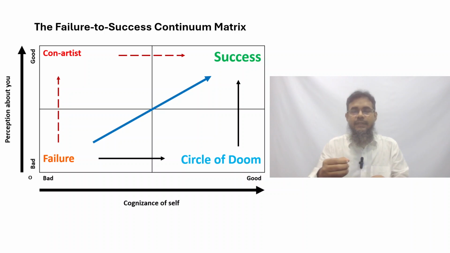Now, failure to success is a journey and we need to treat it as that. What I have done is I have created two axes, the x-axis and the y-axis, because of which we are able to divide the concept into four grids, into four quadrants. And we'll discuss all of that.